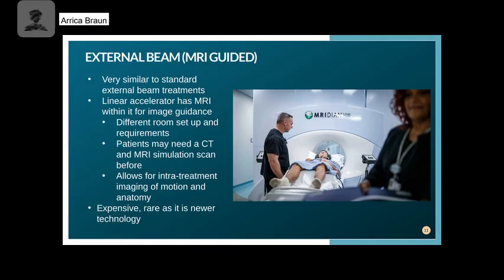Another kind of external beam radiation therapy that we can use is a machine that uses MRI guidance. So, what we've talked about until now is we used KV or MV or a CT. But there are some very, very expensive ones out there that use MRI guidance. And there's only a few brands that actually make this. But it's very similar to the standard external beam treatments. The machine looks different because it has MRI built into it.